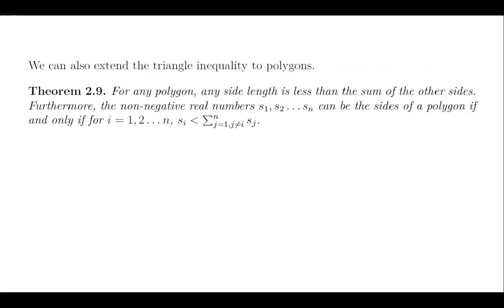And this also extends to polygons. So in any polygon, any side length is less than the sum of the other sides. And this makes sense intuitively, the same way that the triangle inequality makes sense.